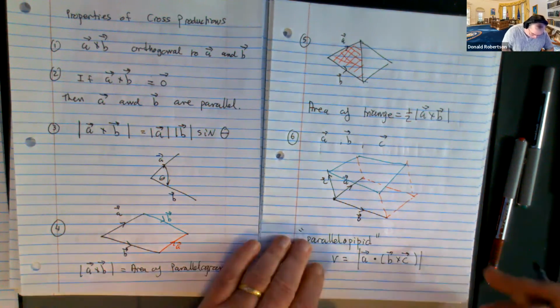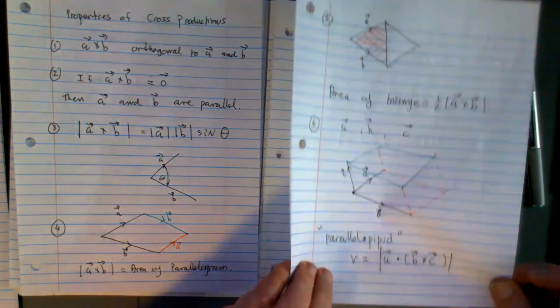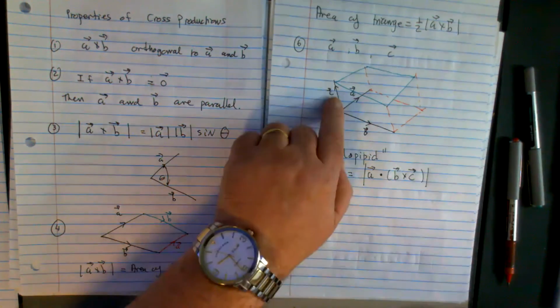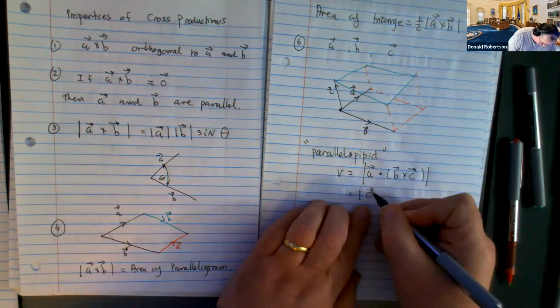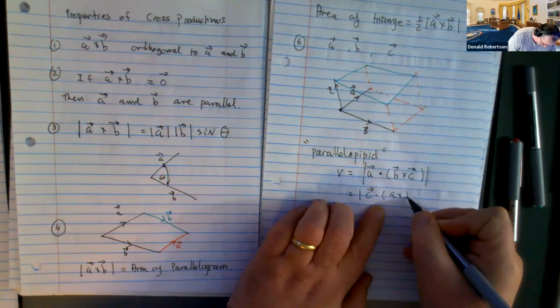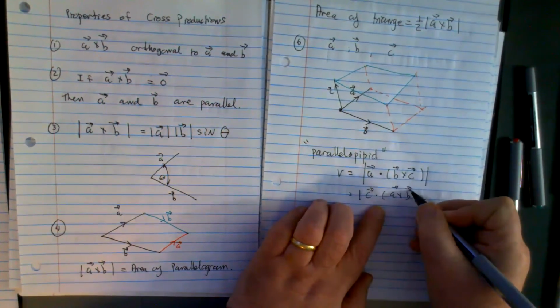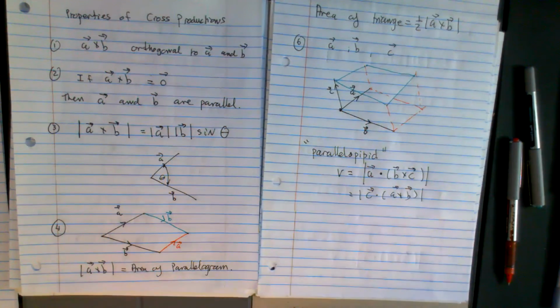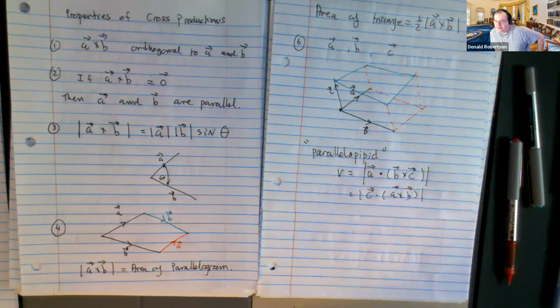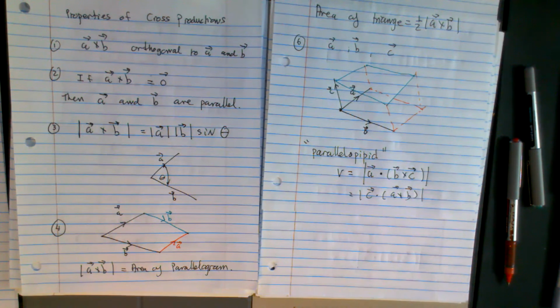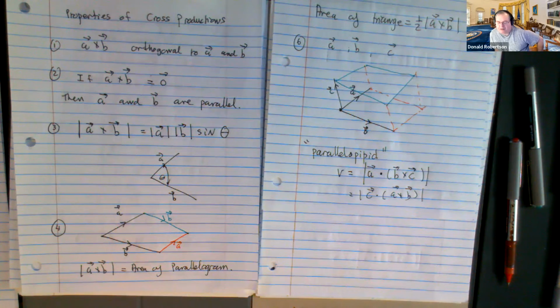And you might say, well, why did A go first? In fact, looking at that picture, shouldn't C go first? Well, here's an even more interesting property, that any combination of A, B, and C gets you the same answer, the volume of that guy. So you could do C dot A cross B, and it would work. Couldn't you also do B dot A cross C, and it would work?